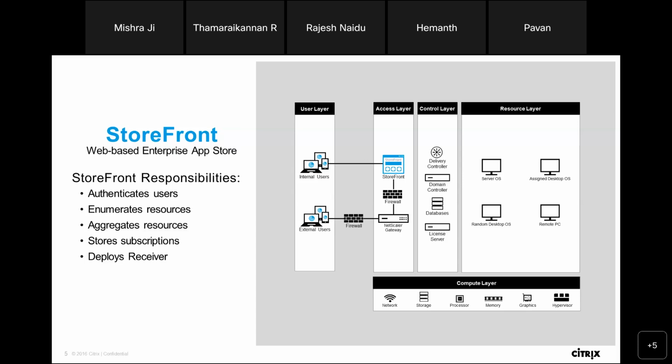So aggregating the resources will be getting connected. And the fourth point, store subscription. Only users who are subscribed to the store can log in and access applications and desktops. And finally, if the Receiver, the Citrix Workspace client, is not installed on the end user's computer, StoreFront will offer the Receiver download link. We can click download and install, and then connect to the applications and desktops from the Citrix environment. So these are the five responsibilities taken care of by StoreFront services.